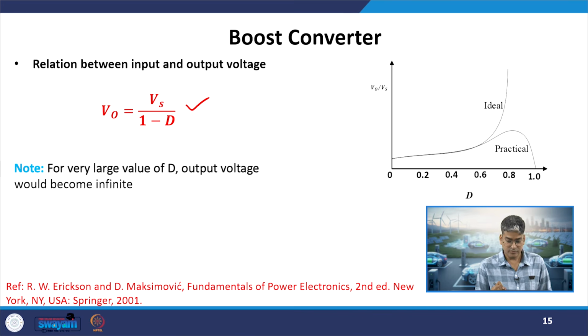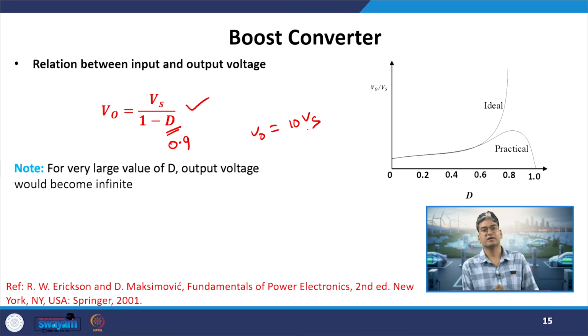So now in this boost converter, can I replace the duty ratio by a value which is giving me a value nearly 0? Suppose I am considering the duty ratio to be 0.9. What will be the relation between input and output voltage in this case? 1 minus d is 0.1, so it will be 10 times Vs, or I will obtain a gain of 10 times. If my source voltage is 100, I will get an output voltage of 1000.